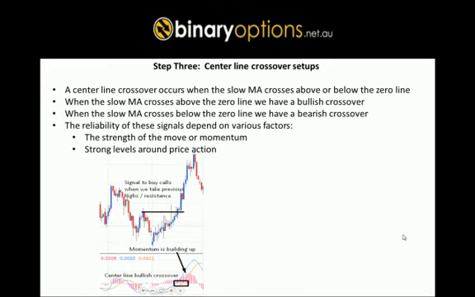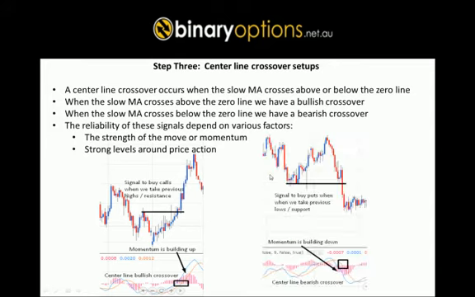Here we have a bullish centerline crossover. As you can see here, the slow moving average crosses the zero line, and momentum has already built up from this low. When we take out this high, we have a signal to buy calls on this instrument, and as you can see, our option would have expired in the money.